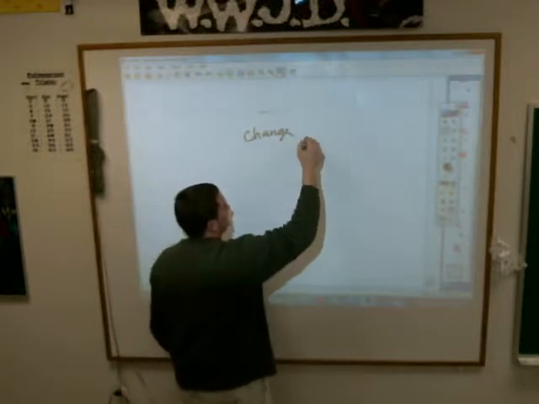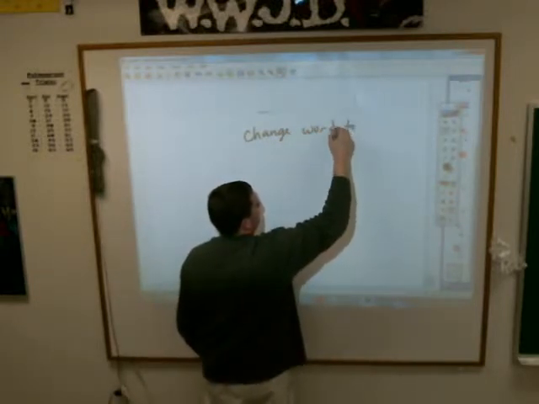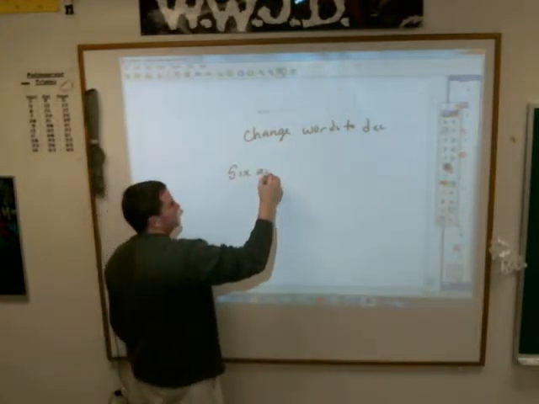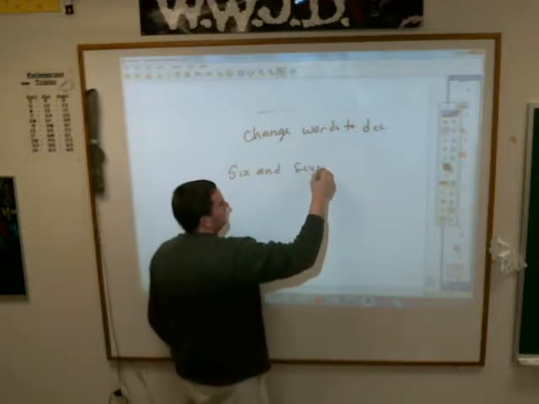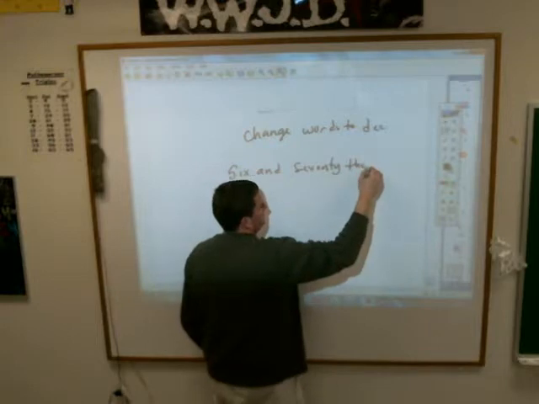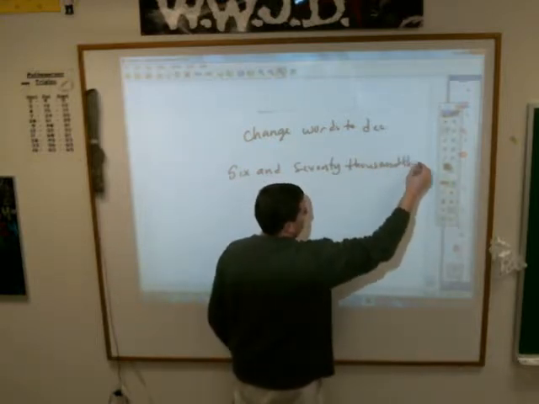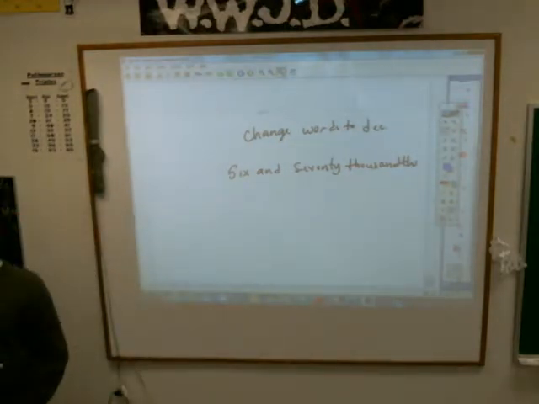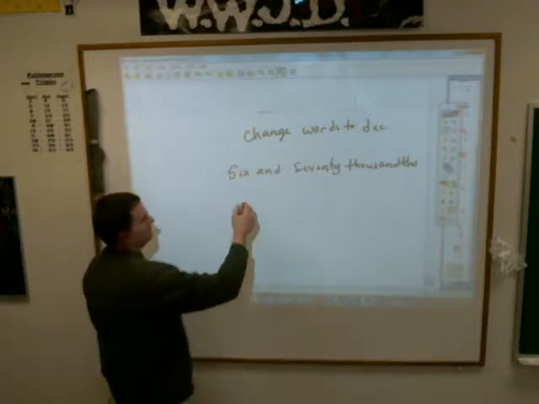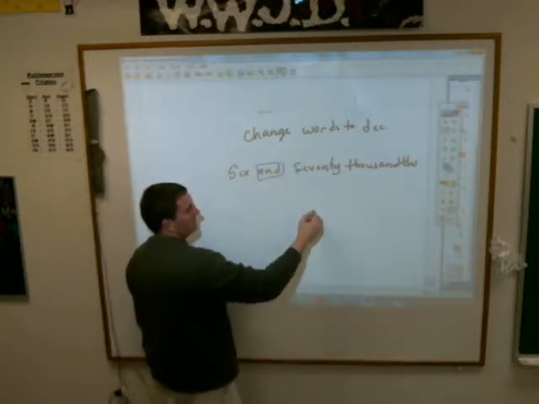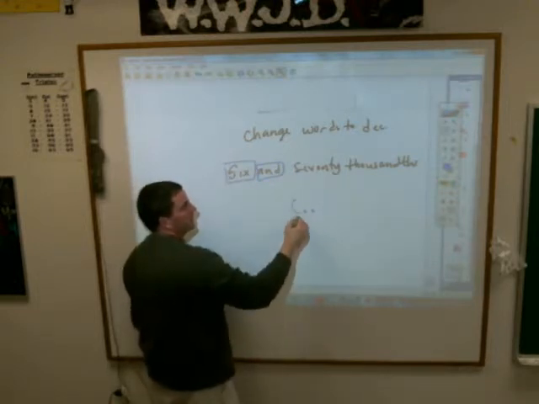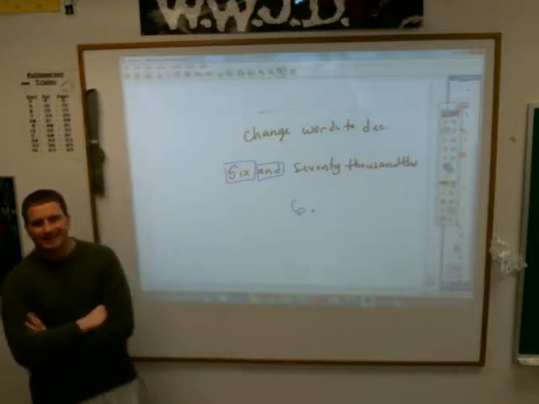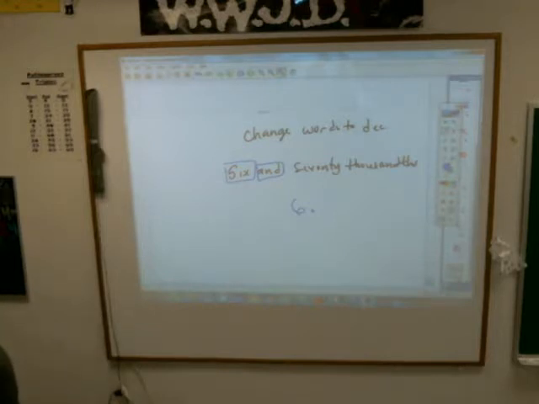Change words to decimals. In other words, what if I give you this? 6 and 70 thousandths. Works the same way. The first thing you want to find is the word and, because the word and means the decimal. It separates this into two parts. The number in front is 6, that's pretty easy. It's always the back part that gives people trouble. How do I write 70 thousandths and make sure that I have it right?